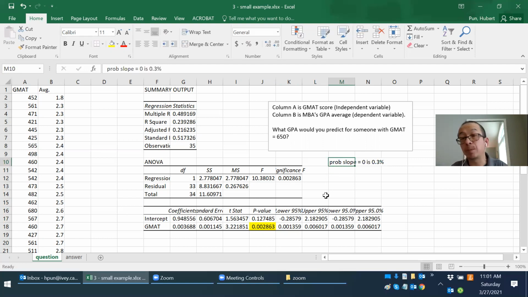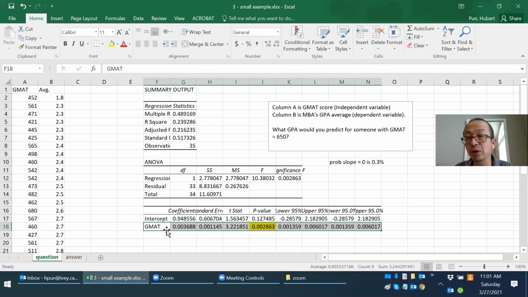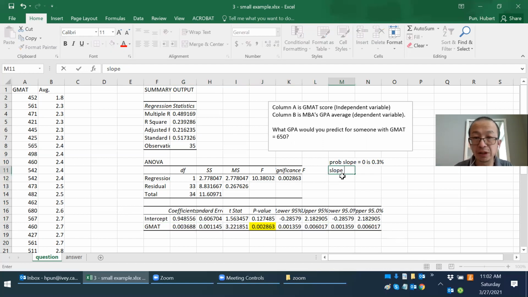So where did I get the number, the probability that the slope equals zero? Well, this is the slope, okay? Row 18 is the slope, because that is describing the GMAT score. And then the slope equals zero. What does it mean by slope equals zero? That means that the x-axis and y-axis have no relationship. So knowing the value of the GMAT score doesn't help to predict the GPA. So the key point that you need to remember is that slope equals zero implies no relationship.